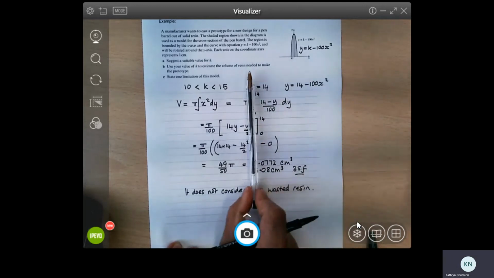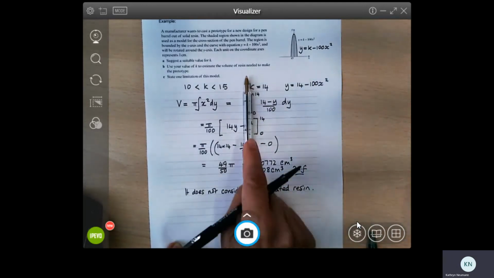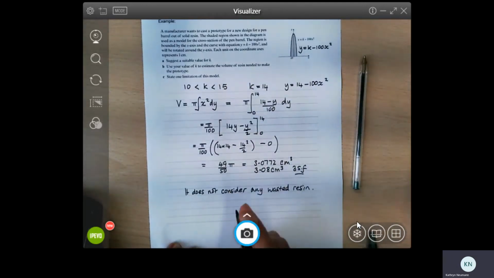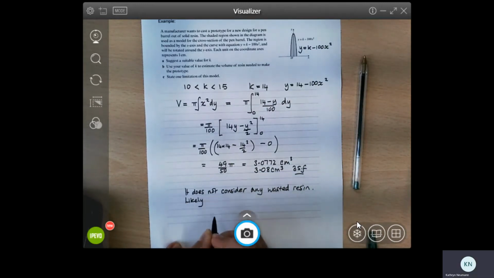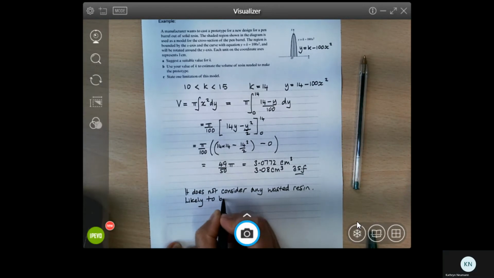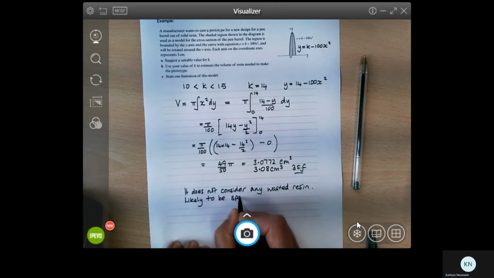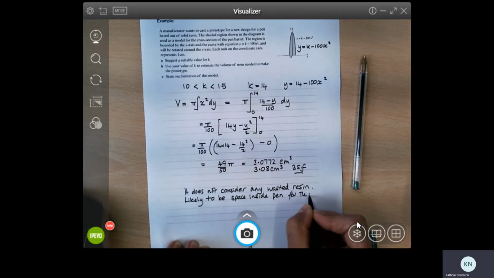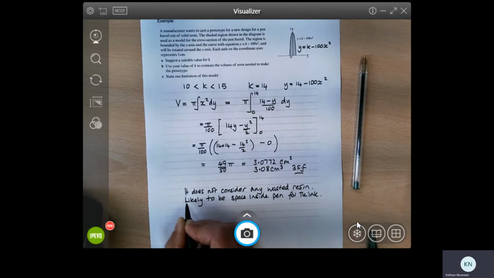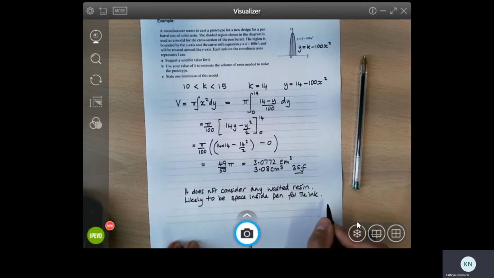The other thing it doesn't consider is that there would be space inside the pen for the ink. So the other thing you might put is likely to be space inside the pen for the ink. In fact, you could be stronger than that: there would have to be space inside for the ink. So those are two of the comments you could have put there.